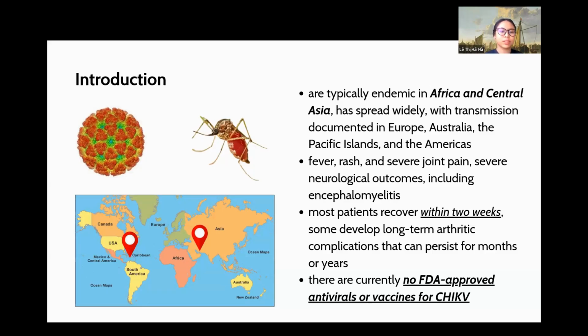Some symptoms when you contract chikungunya are fever, rash, and severe joint pain. That is kind of lenient, but severe neurological outcomes have also been reported. And although most patients recover within 2 weeks, some also develop long-term arthritic complications that can last for months or years. So it is quite troublesome for others.